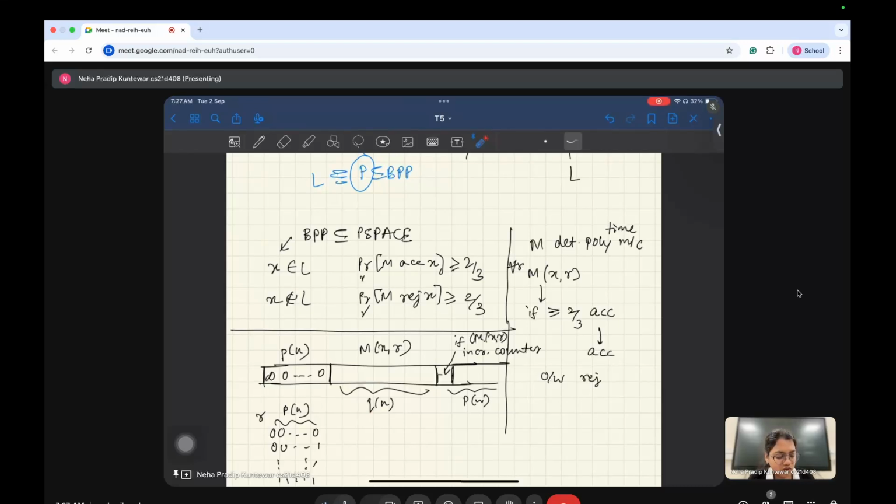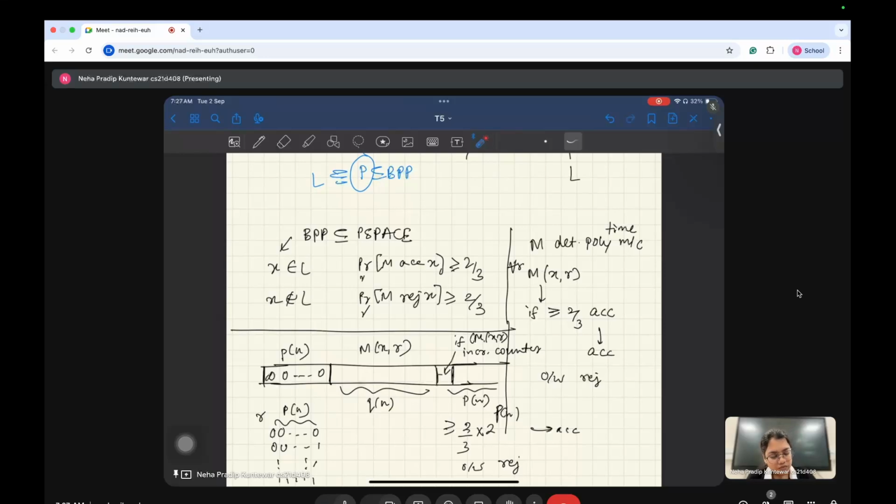If it accepts, we increment the counter, otherwise we don't change it, and we keep on doing this. For every random seed, we reuse the space for the execution of the machine M on this input, and we keep track of the number of times that we accepted. At the end, when we've run through all the seeds, we look at the counter. If it's at least a 2/3 fraction, then we accept, otherwise we reject. All of this can be done in polynomial space because we are reusing the tape.